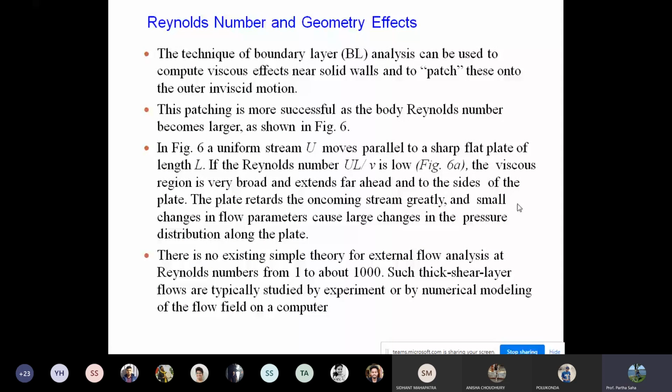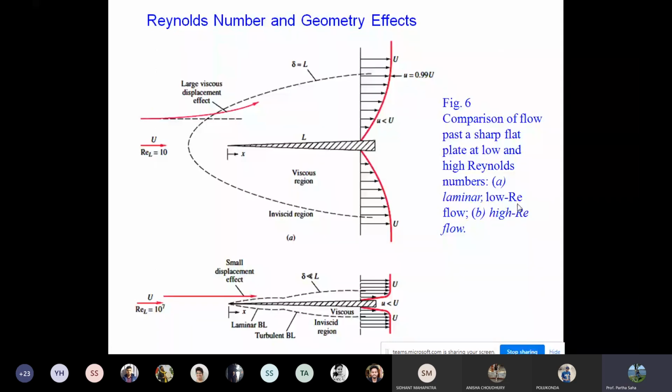What do you see here? In the first case, the Reynolds number is very low. Reynolds number is 10, and this is my free stream velocity capital U. The moment it comes in contact with the plate of length L, a region is formed where viscosity is varying. As you can see, viscosity is varying, and beyond that there is an inviscid region. There is hardly any viscosity.